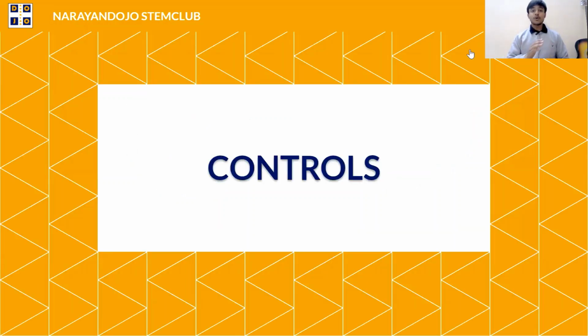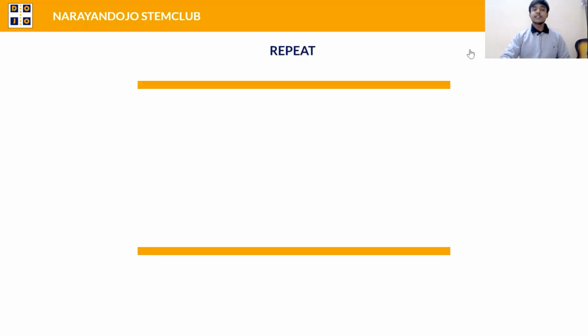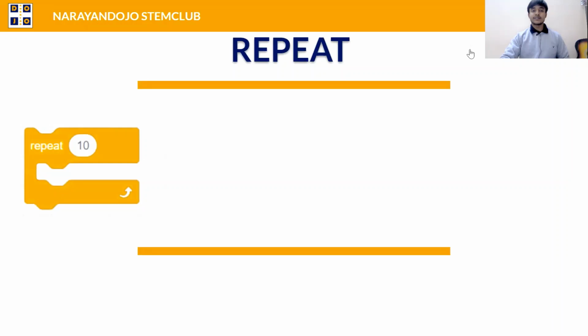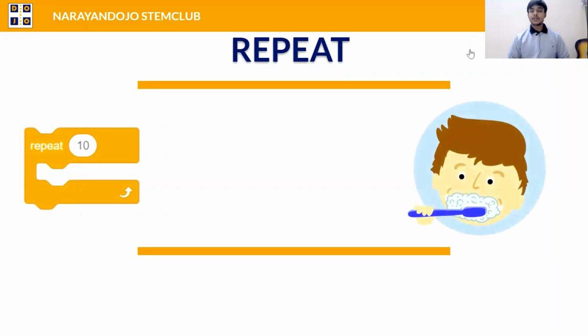Before coming to Scratch for creating the same project, let's know about some controls which we are going to use in today's project. The first control is repeat. You can find this control block under the control section in Scratch. If you want to repeat something again and again, but for a certain time, then in that situation you can use the repeat block.